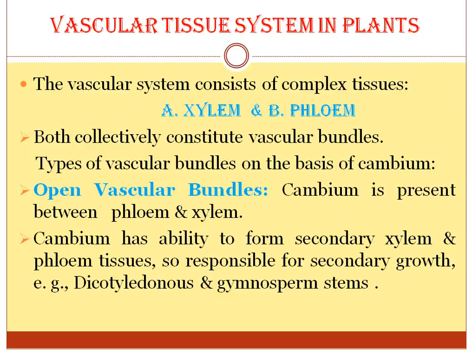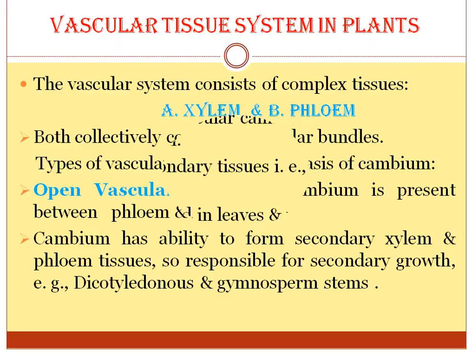Types of vascular bundles on the basis of cambium. First one is open vascular bundles. In open vascular bundle, cambium is present between phloem and xylem. Cambium has ability to form secondary xylem and phloem tissues, so responsible for secondary growth. Example, dicotyledonous and gymnosperm stems.